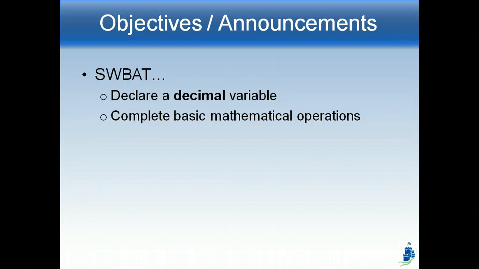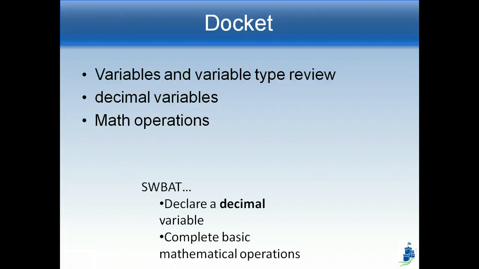And while we're at it, since we're using decimals and numbers, we're going to learn about some basic mathematical operations, real easy, basic math stuff. All right, so here's the plan. We'll start by talking about variables and variable types, just to review from the previous lecture. We'll talk specifically about decimal variables, that's another variable type, and we'll do math operations.